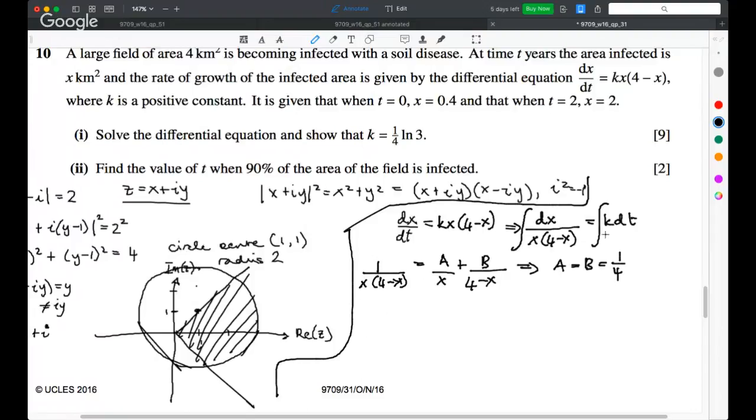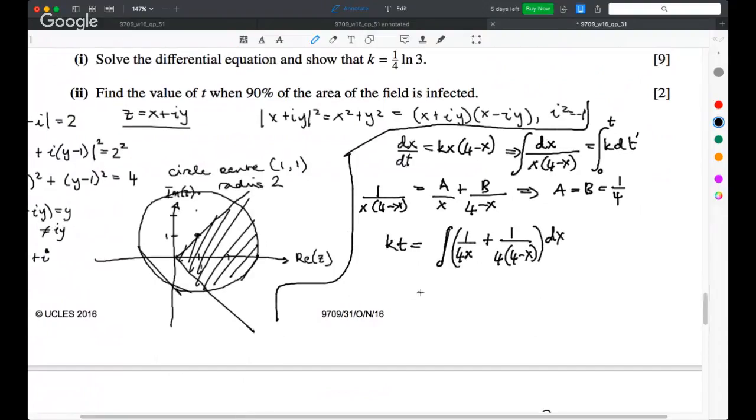So really, our integral, on this side, we're integrating from 0 to t. So we get kt, and the right-hand side is the integral of 1 over 4x plus 1 over 4 minus x dx, which is just going to be equal to, let's take the quarter out, quarter natural log of x plus, oh, actually minus the natural log of 4 minus x, evaluated between the same limits, so 0 and 2.